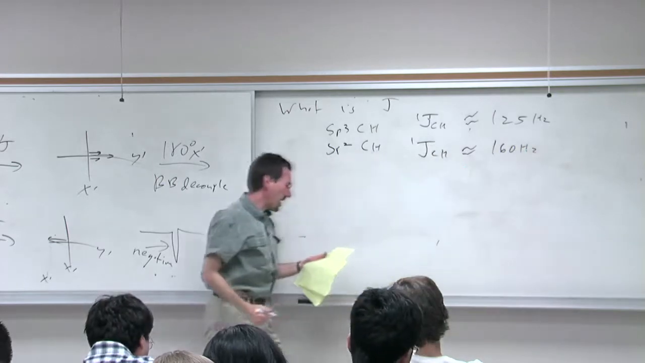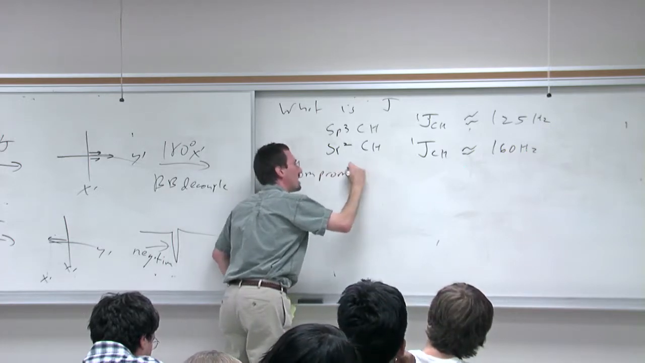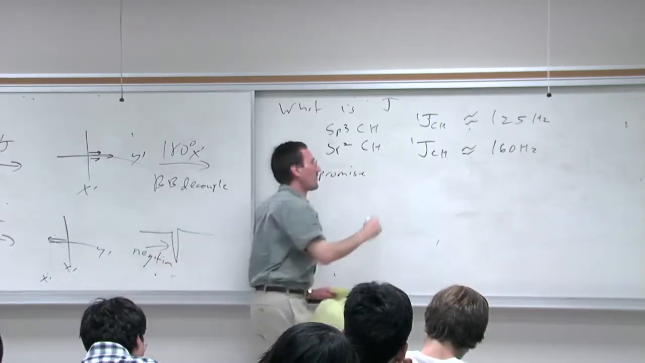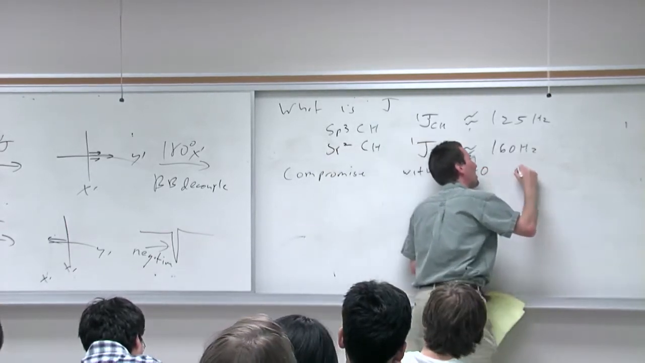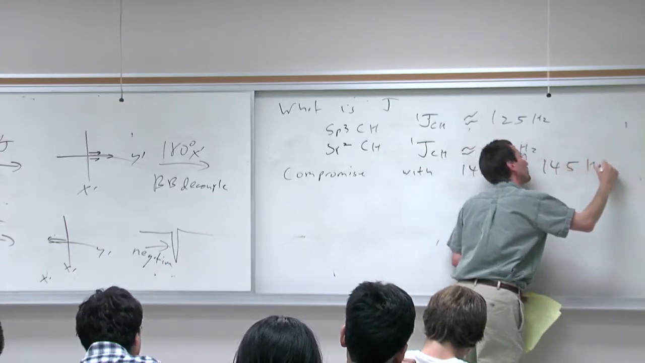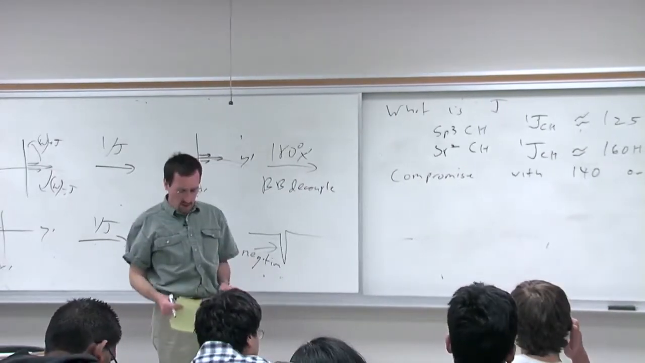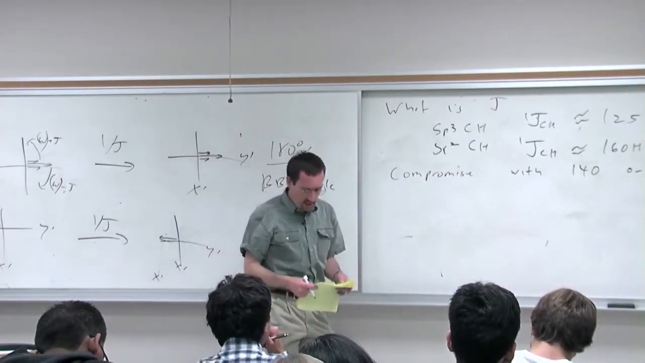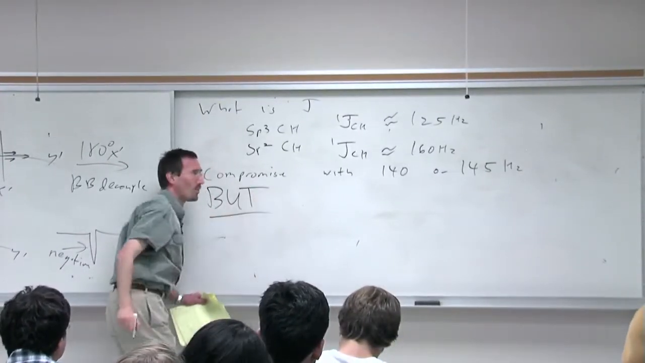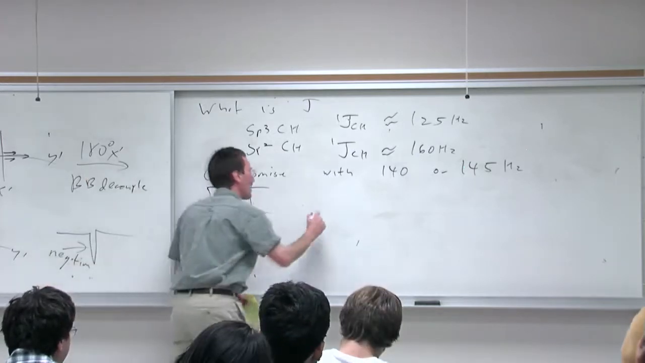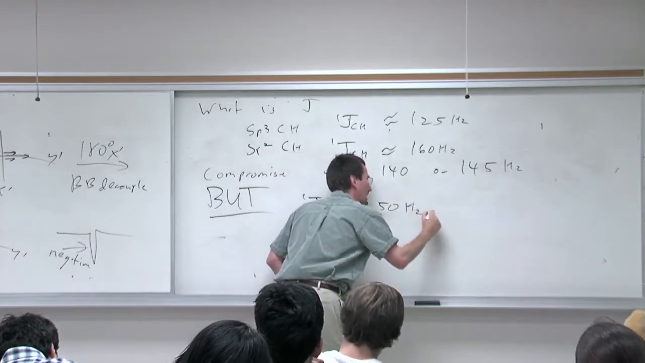So normally you go ahead and you say, all right, you compromise and you use a middle value of, let's say, 140 or 145 hertz. And you say, all right, that's pretty good. You can get away with that largely. But now imagine a situation where you have something unusual. What does that do for something where you have a J1CH of 250 hertz, like an alkyne?